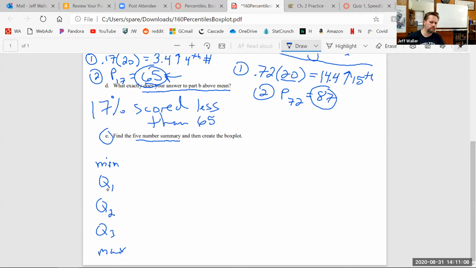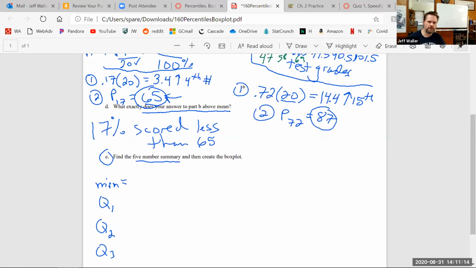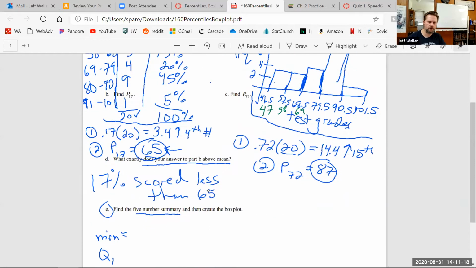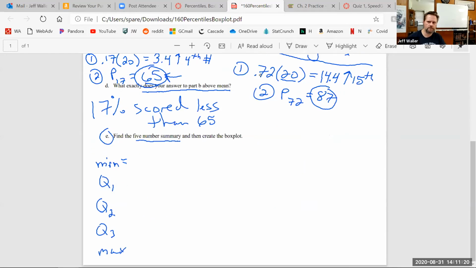Cool. So min and max are easy enough. We already know what those are, right? We used it to get the range up here. So it's 47 and 99, right? There you go. So I'll do that. Look at all the work I've done. Now you guys just do these things.